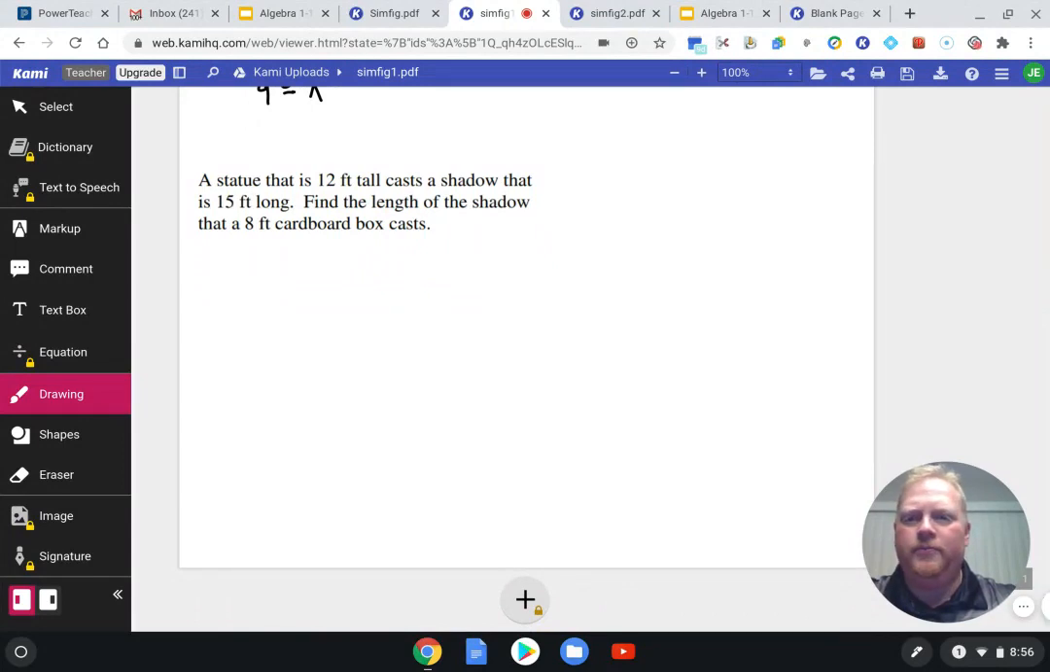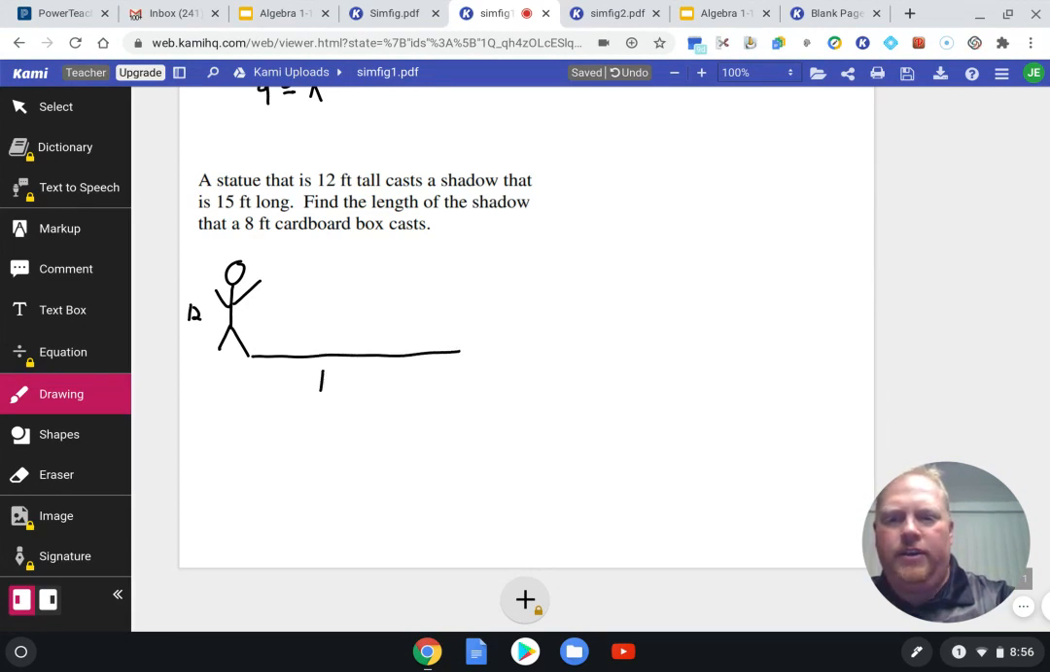Let's do another one. A statue that is 12 feet tall casts a shadow that is 15 feet long. Find the length of the shadow that an 8-foot cardboard box casts. So again, I'm a visual guy. Let's go ahead and draw a picture. So here's my statue. And I know it's 12 feet tall. And the shadow is 15 feet.